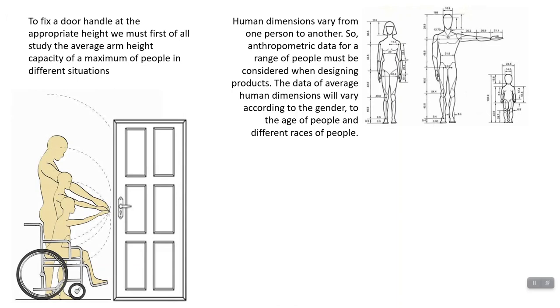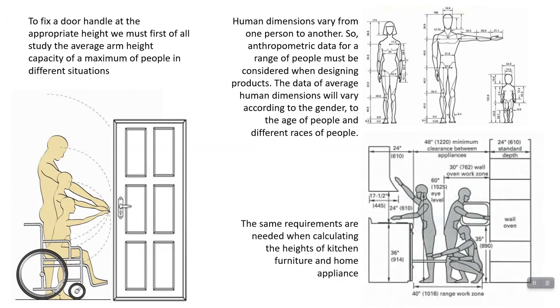So, for example, when choosing to put a door handle at a certain height, we must study the maximum reaching height of a maximum of people, the average reaching height, to make sure that everybody can reach the door handle, not too low and not too high.